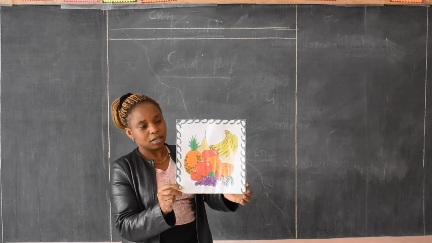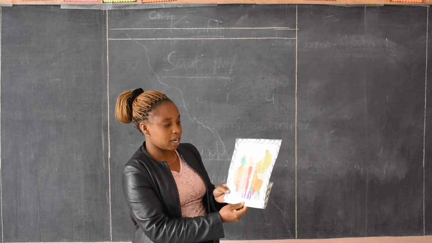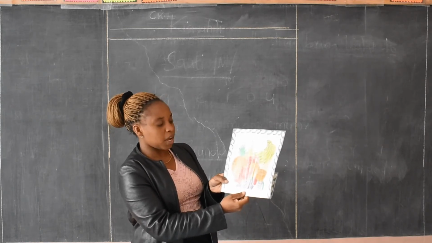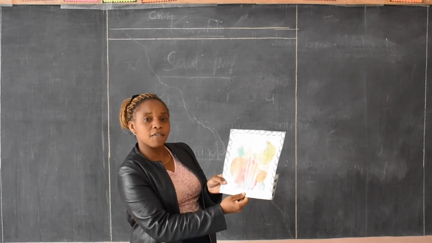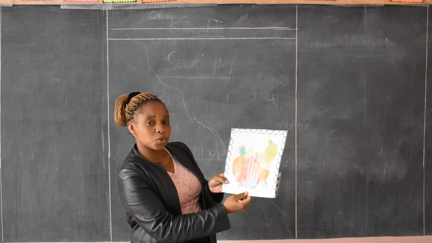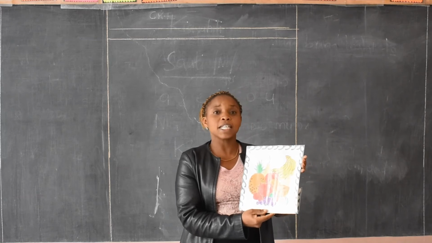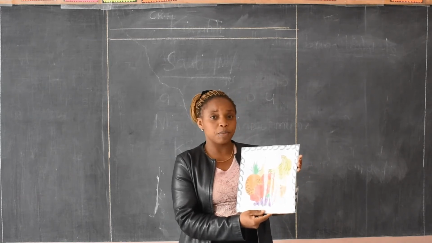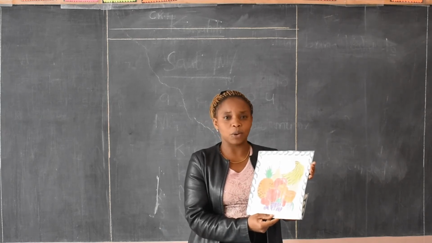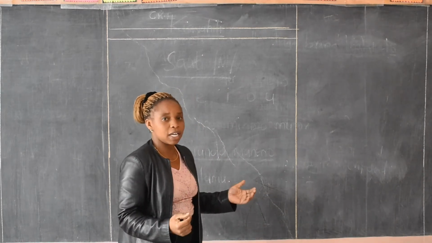So let's see. Wow, we have bananas. I know we love bananas. They are yellow in color. We also have the pears. We have the pineapples there. We have the oranges there, grapes, and we also have strawberries. Okay, thank you, Lana. So these are some of the foods we get from the plants. And not only these ones, we have a lot. We have the maize plant, we have the cassava plant. They provide us with the food.